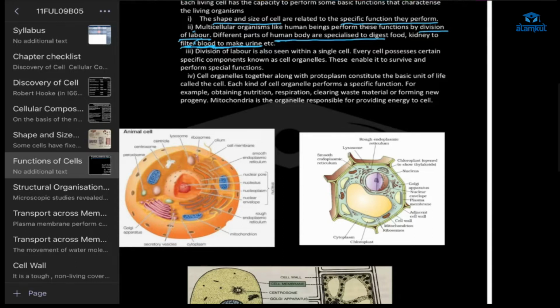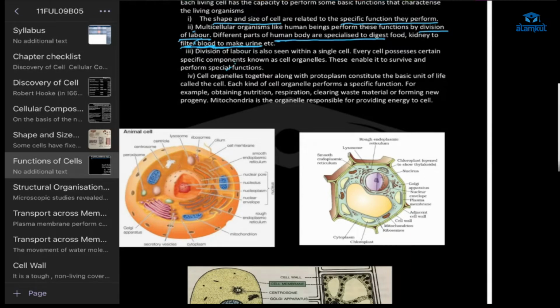Okay, understood, this is the waste material. Ma'am, the kidney filters blood, which blood? Our blood. Ma'am, the blood which is not filtered, which is dirty. Yeah, the dirty blood comes to the kidney.